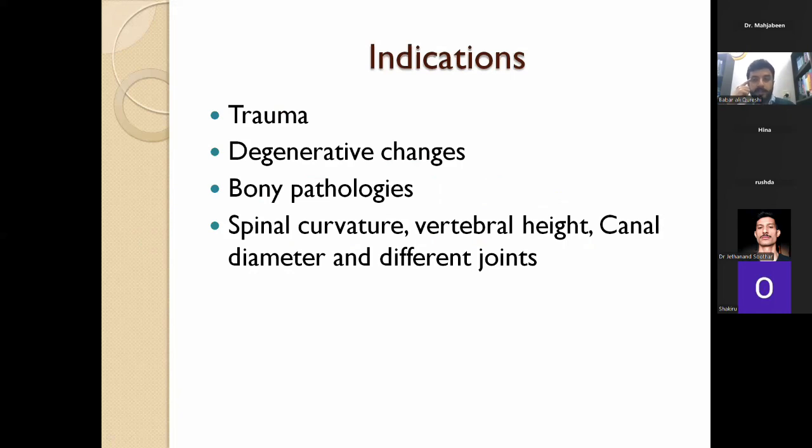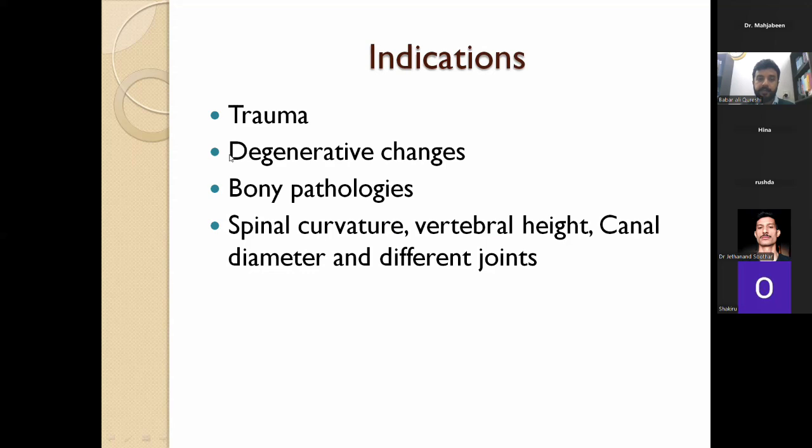CT scan of the spine has a very good role in trauma. Similarly to the brain, when we are suspecting any trauma to the spine, the first investigation that we usually go for is the CT scan. That is the gold standard, which is going to tell us about the integrity of the spine. Is there any fracture, subluxation, or any kind of bony pathology, that will be well defined by the CT scan.